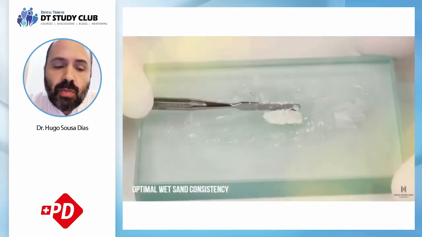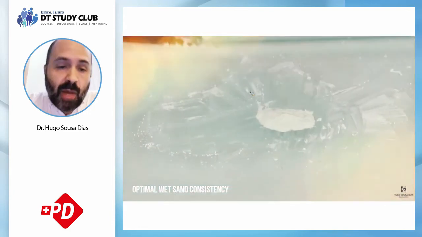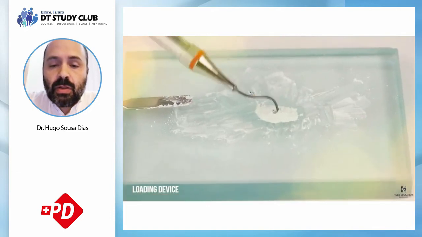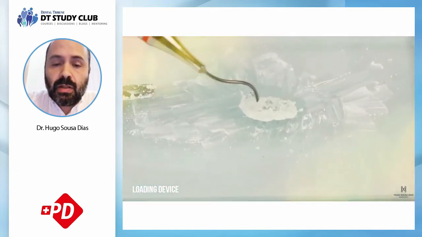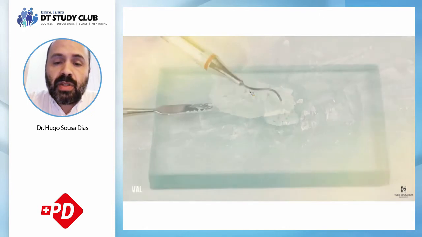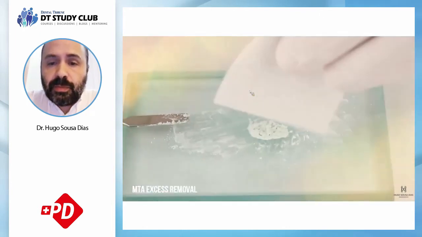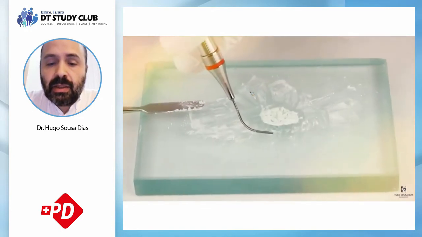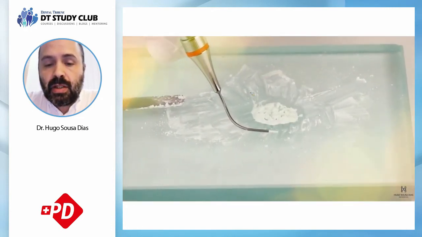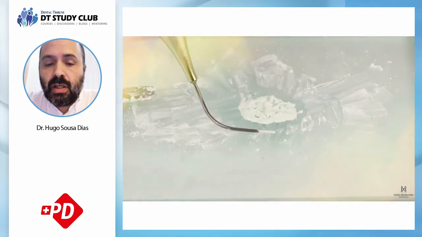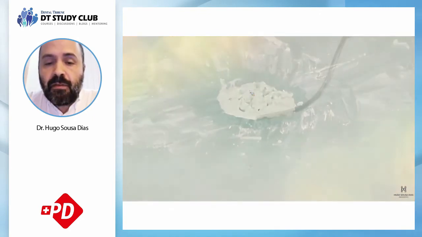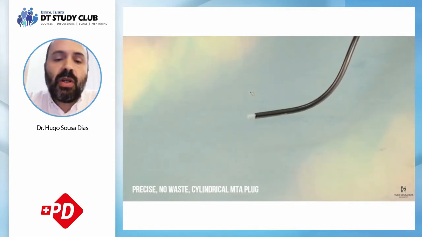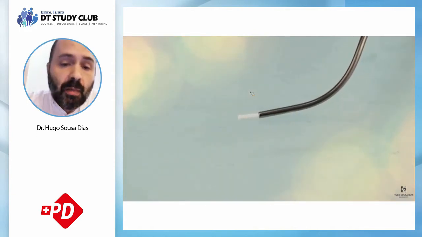I can use my delivery device, like my MAP1 device, and I'm going to fill the MAP1 device with the MTA. Clean the tip, and in this way I can deliver the cylinder of MTA very easily and very effectively inside the root canal, inside the perforation, or to the apical part of the root canal in a microapical surgery.